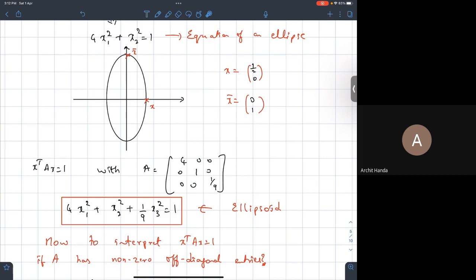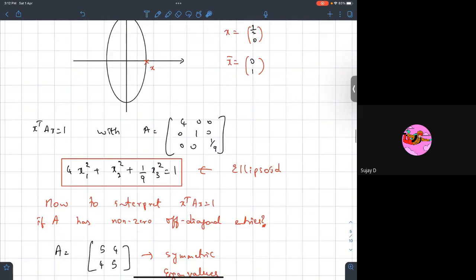So the problem is, what happens then? Why can't I just say that it's still the equation of an ellipse or an ellipsoid? What extra bits will I get if I have off-diagonal terms? You will get terms like x1 x2, x2 x3. You will get the cross terms. So in that case, can I still figure out, can I still do some geometric interpretation? That's the question.